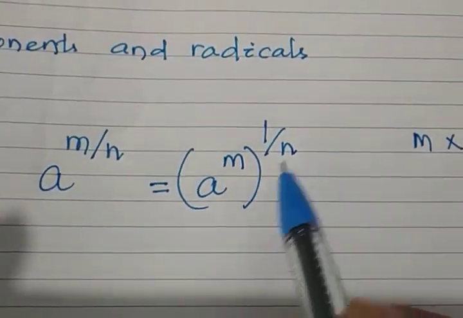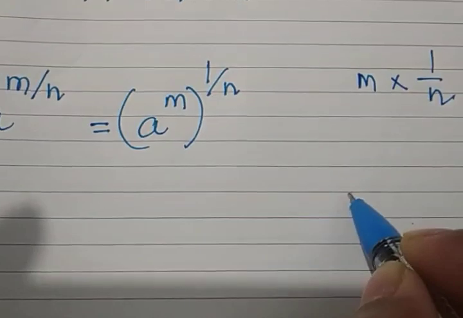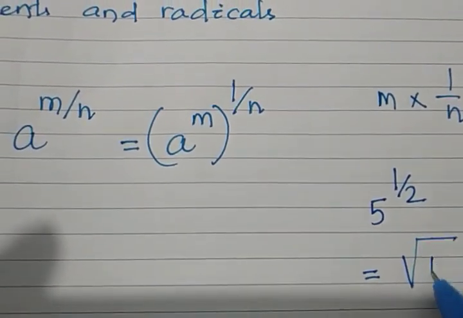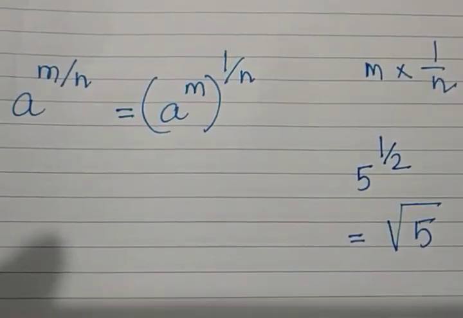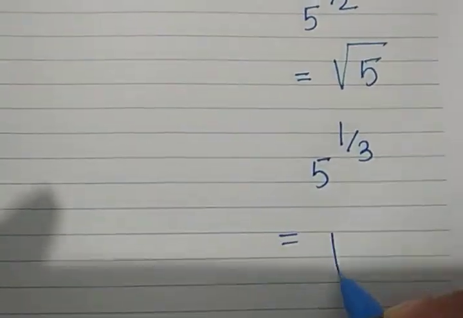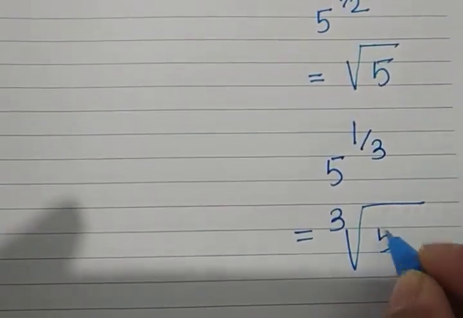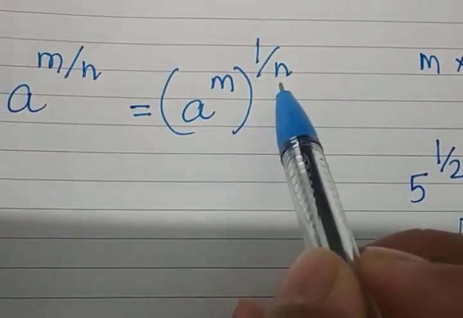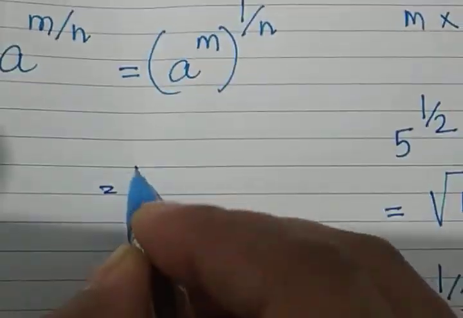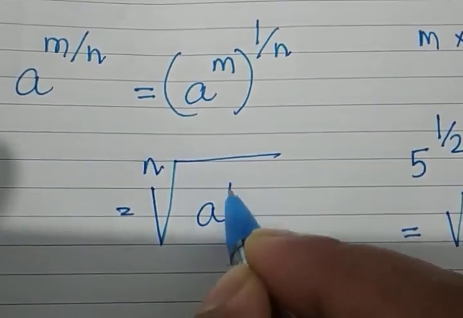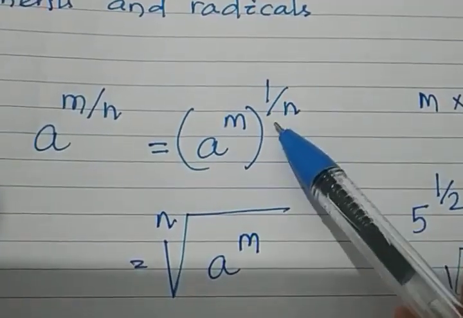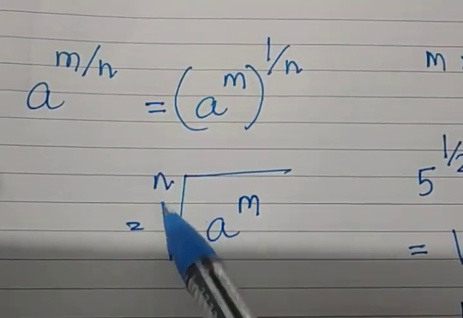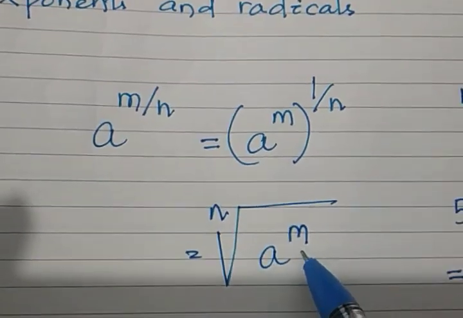Now when the power is 1 by n, suppose you are writing 5 to the power 1 by 2, what is the meaning of it? Square root of 5. When you write 5 to the power 1 by 3, what is the meaning of it? That is the cube root of 5. Similarly, when it is a to the power m whole to the power 1 by n, the meaning is nth root of a to the power m. That means this 1 by n is representing the nth root, which can be represented like this. This is the nth root of a to the power m.